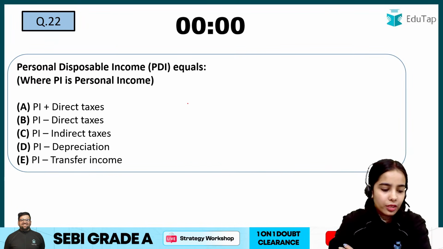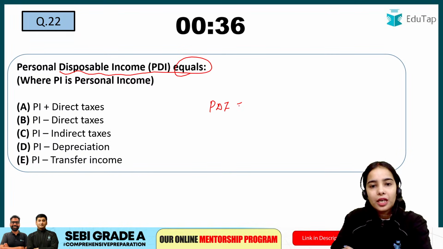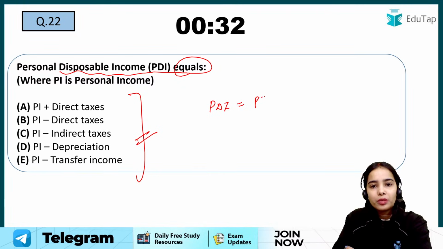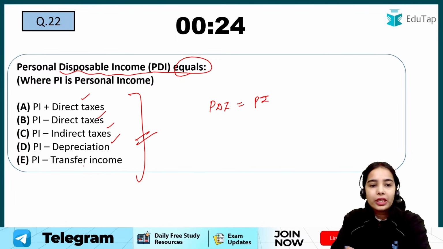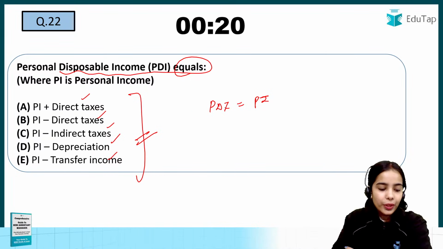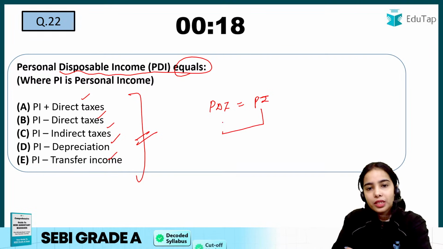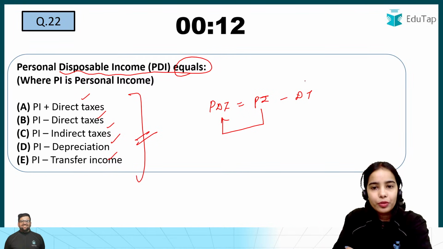Okay, chalo. Personal disposable income equals which of the following? So personal disposable income equals the personal income, do we add the direct taxes, deduct the direct taxes, deduct the indirect taxes, deduct the depreciation, or add or deduct the transfer income? What is the idea here? How can we convert the personal income into personal disposable income? From the personal income, we pay the direct taxes. So direct taxes have to be deducted.